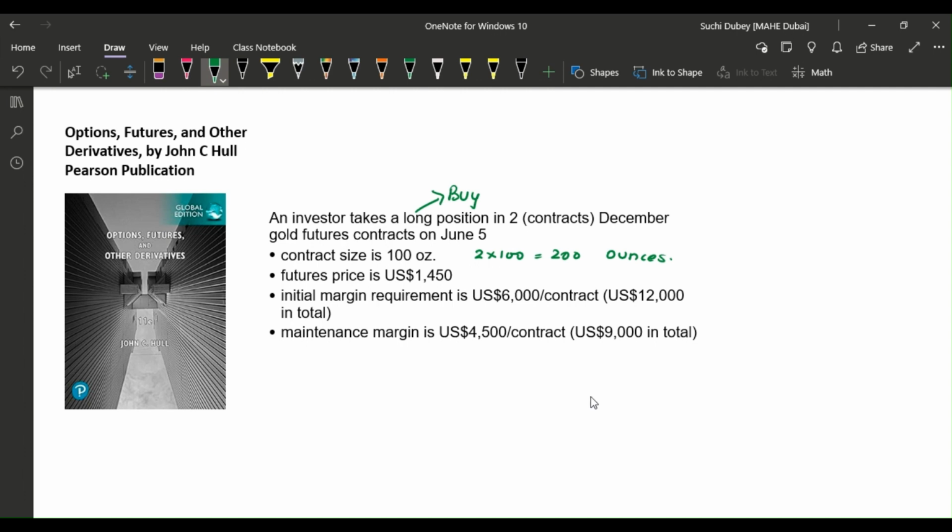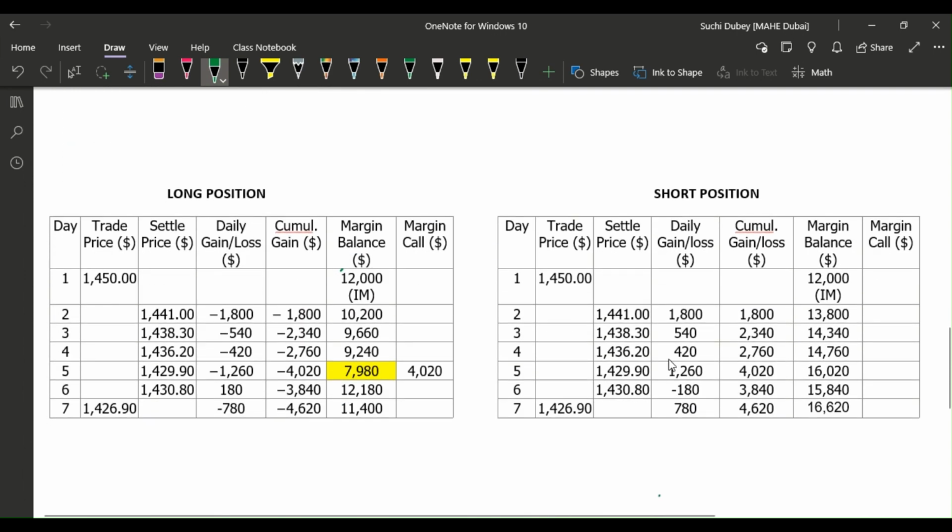So let's see. For the purpose of understanding, I have created a margin account for both the long position holder as well as the short position holder. I'll explain the long position first, and then it will become very easy for you to understand the short position. Long position means he planned to buy two futures contracts, and he has already deposited 12,000 dollars as an initial margin. The futures price which was given in our question was 1450.